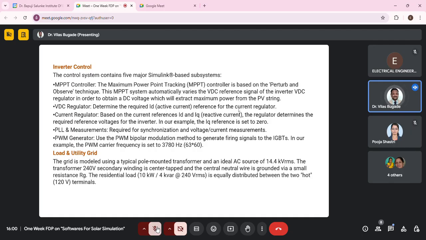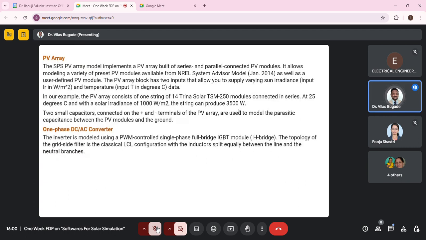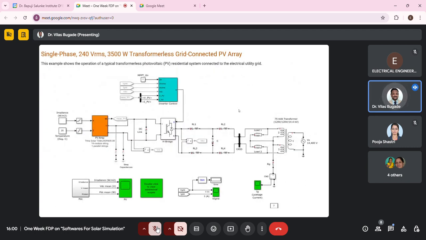So RMS voltage 14.4 kV on the primary side. Okay, it's a 14.4 kV. And the secondary is a 240 volt center-tap transformer. So these are the parameters we considered for the design. It's simple, for domestic use.